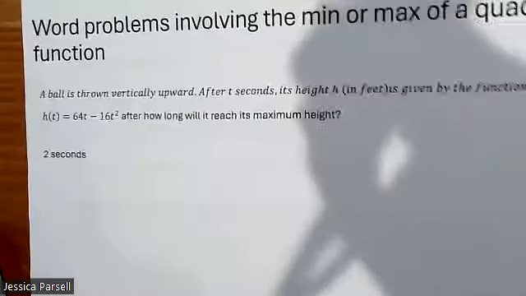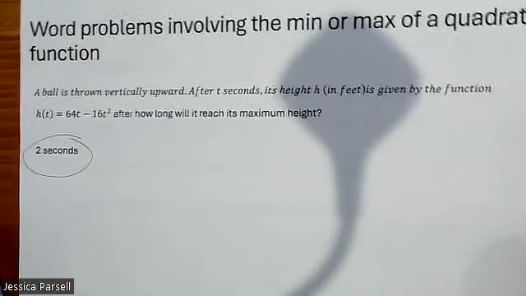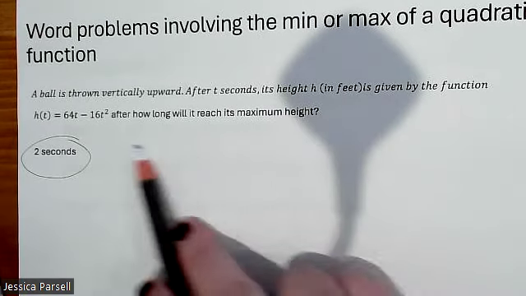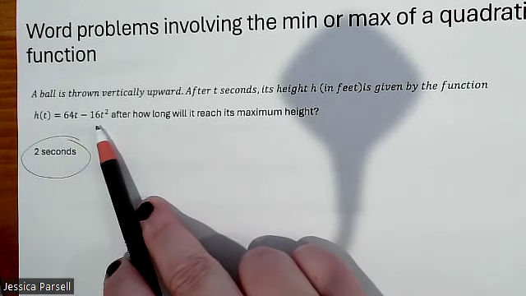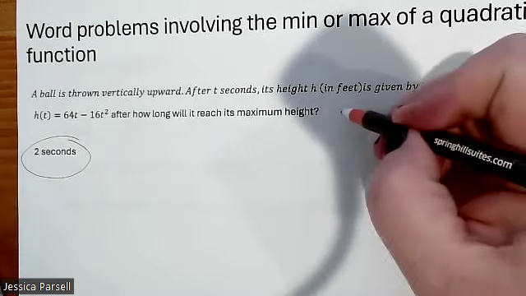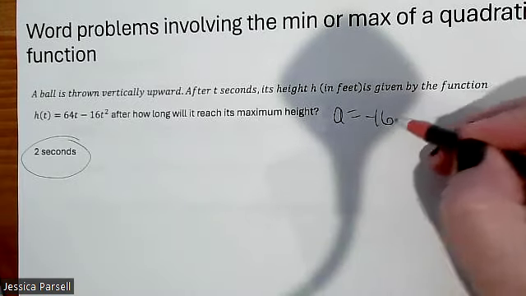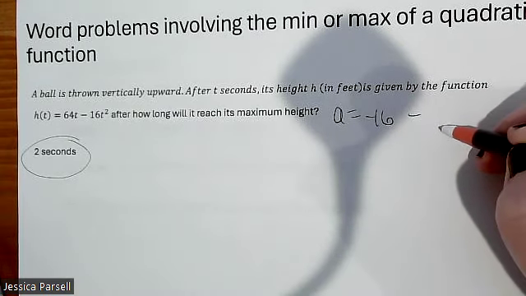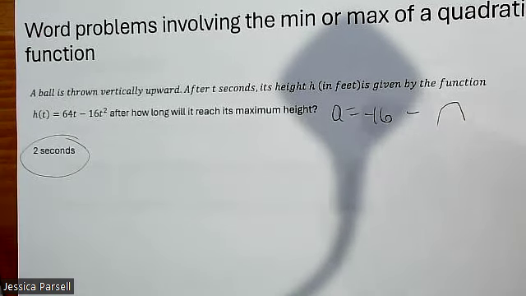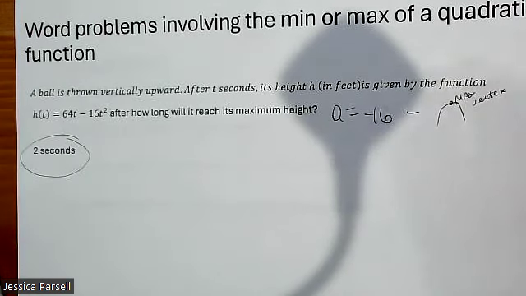So here goes. I already put the answer on here, but I'll show you how we got that. A ball is thrown vertically upward. After t seconds, its height h in feet is given by the function h of t equals 64t minus 16t squared. After how long will it reach its maximum height? Okay, what is the a value on this thing? Well, it's in front of the squared, so it's -16. Because it's negative, it's going to be a downward facing parabola. We know the max is going to happen here at the vertex, the turning point.